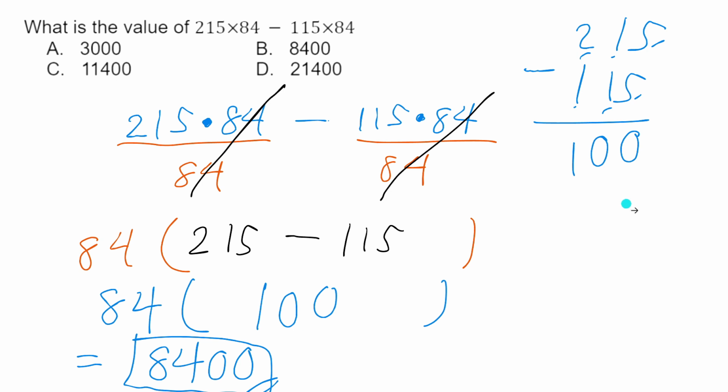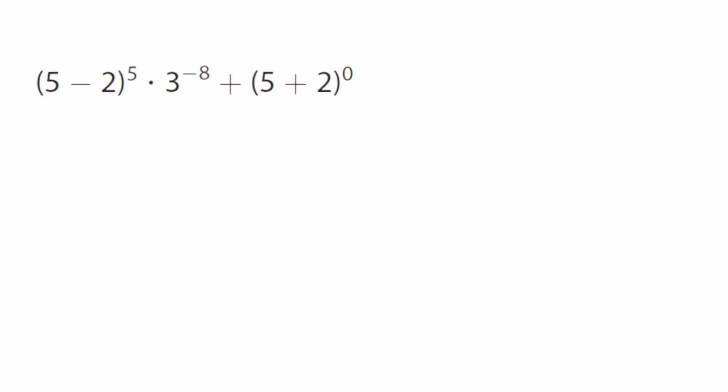If you're still confused, you can try to rewind the video, or go back to the video itself. So the answer here should be 8400. That is letter B. Okay, so I hope this is clear already. Next one. This one here is combining our laws of exponents.